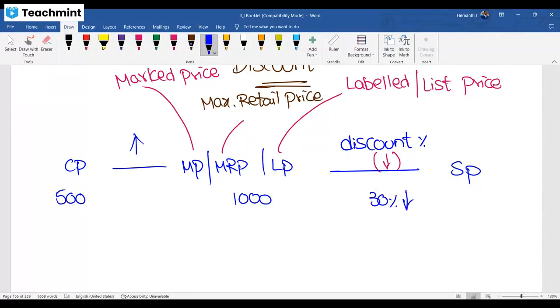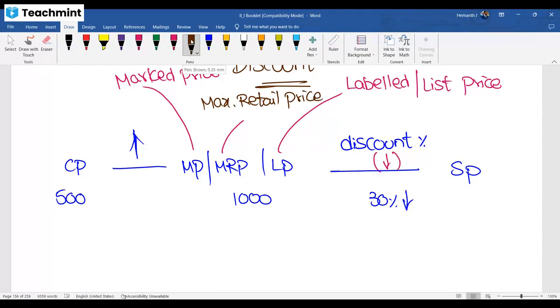Any festival, we see there are some discounts. What they do: original price 500, they purchase a t-shirt for 500. What these shopkeepers will do is increase the price to 1000. This MP, MRP, LP is definitely more than the original price, otherwise any shop will be in loss. They'll increase up to 1000. Then they'll announce a discount, 10% or 20%, or if it is a festival, maximum 30% discount.